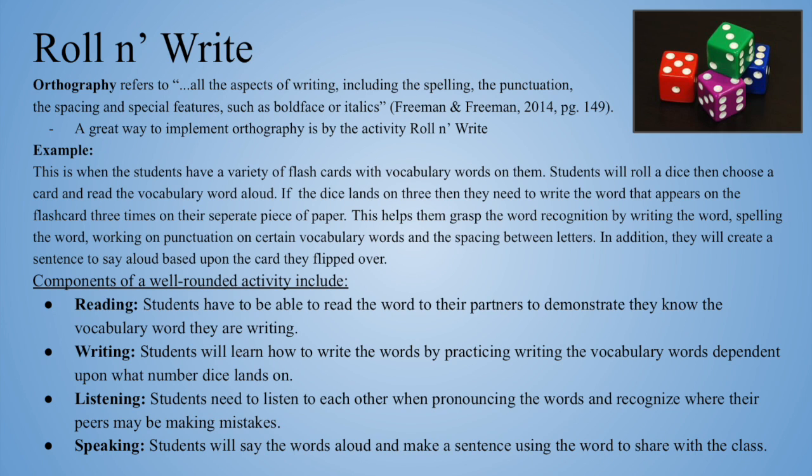This activity includes reading because students have to be able to read the word to their partners to demonstrate they know the vocabulary word they are writing. This demonstrates writing because students will learn how to write the words by practicing writing the vocabulary word dependent upon what number the dice lands on. This implements listening because students need to listen to each word when pronouncing the words and recognize where their peers might be making mistakes. And lastly, this includes speaking because students will say the words out loud and make a sentence using the word to share among the class.